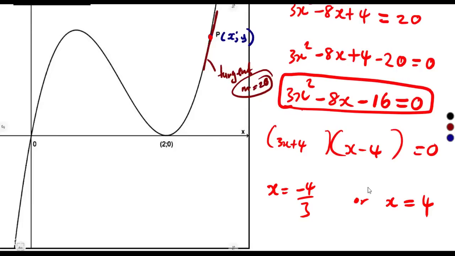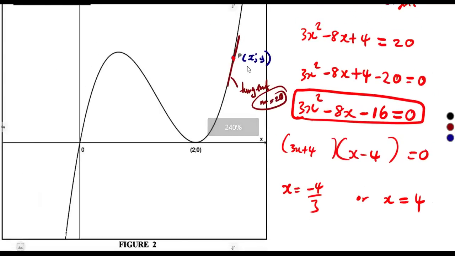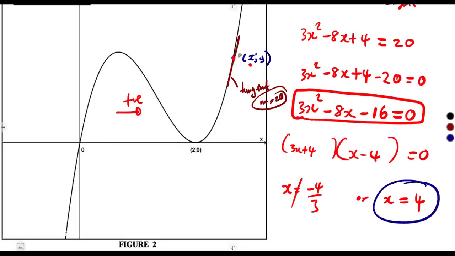But where P is, can the value of x here be negative this side? From here, origin, going to the right, we are going to the positive. So this cannot be negative. X cannot be this negative value. Considering that P is on the right side, positive values, at P, x is supposed to be 4. So we are saying at P, x is equal to 4.